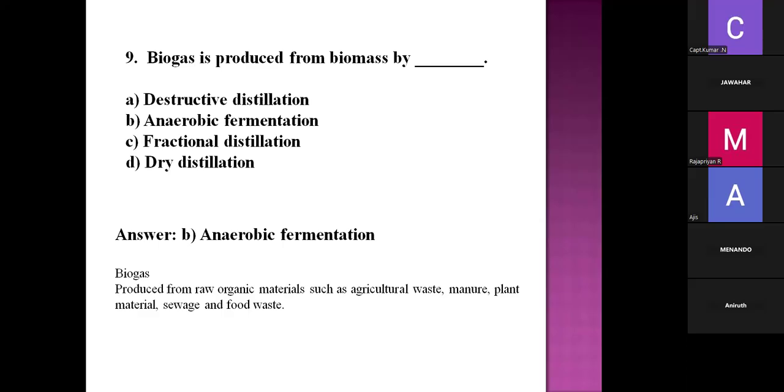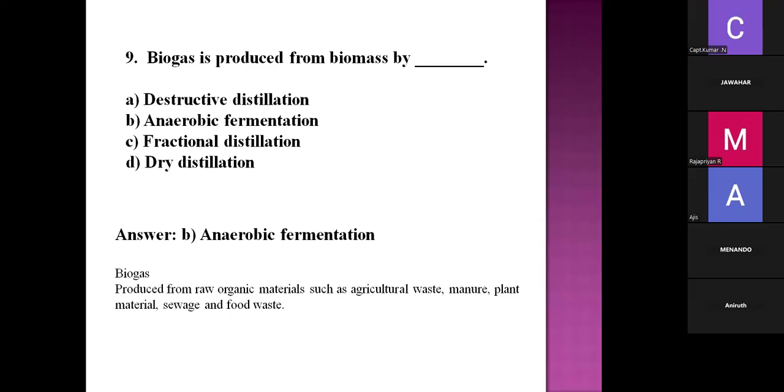Destructive distillation is the process of separating solid components from a mixture by heating in the absence of air. Examples: coal tar, coke, oils and gases. Fractional distillation is the process used to separate liquid mixtures based on the difference in boiling points. Example: kerosene, oil, and separation of natural gas. And option D, dry distillation is the process of heating solid materials to produce gaseous products. Example: wood, oil, shale, and coal.